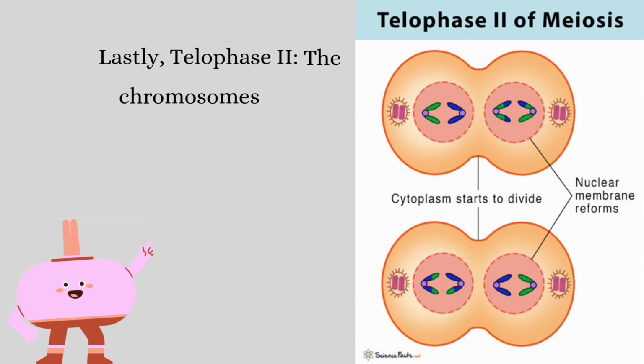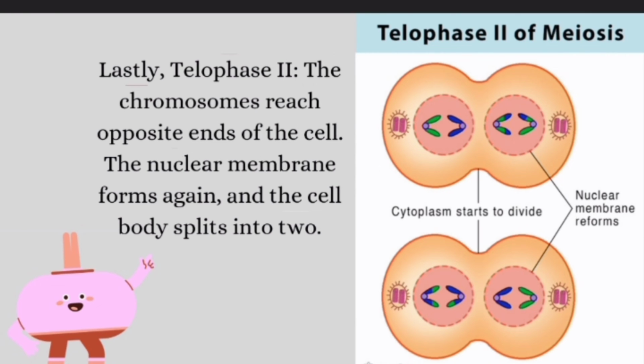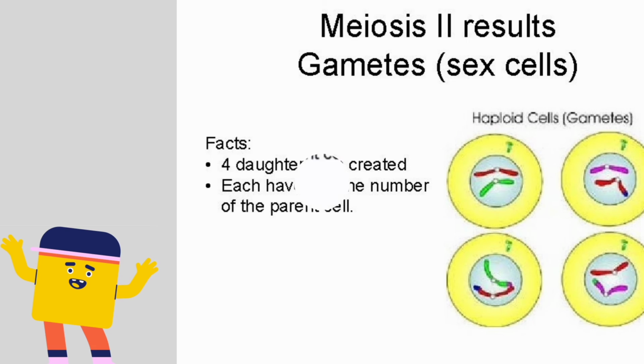Lastly, there is telophase II. The chromosomes reach opposite ends of the cell. The nuclear membrane forms again, and the cell body splits into two. Meiosis II results in 4 haploid daughter cells, each with half the number of chromosomes.